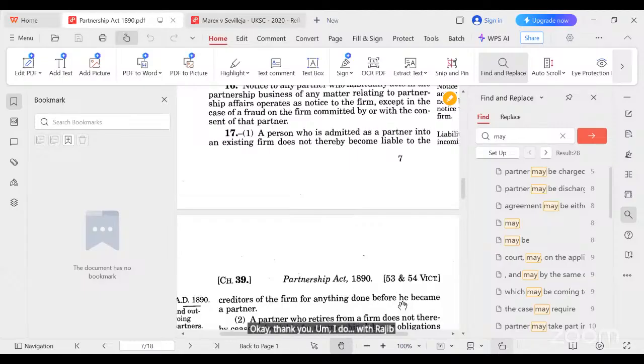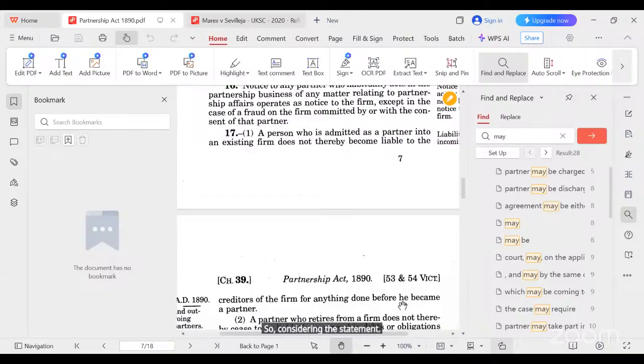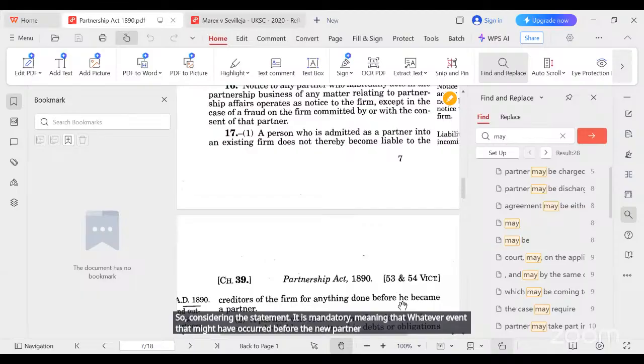Abolaji Emmanuel Abiodun, sir. Good evening, sir. So I think in summary, considering the statement, it is mandatory. Let me read the first line: a person who is admitted as a partner into an existing firm does not. That word, does not, is speaking to the present tense. It's not speaking to the past event. So considering the statement, it is mandatory, meaning that whatever event that might have occurred before the new partner joined is none of his business.